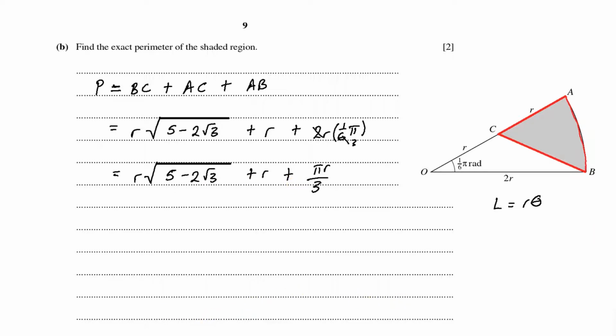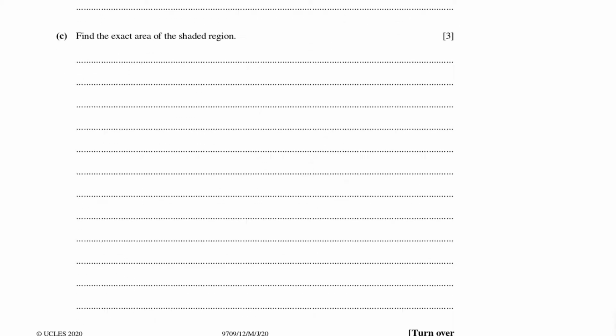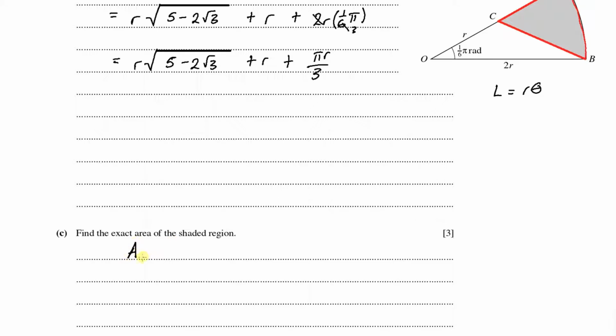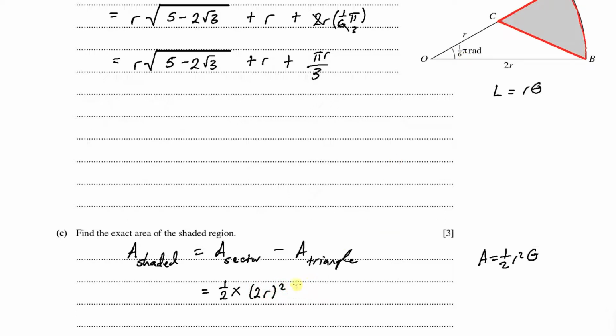Let's go on to part C. On part C, it goes, find the exact area of the shaded region. So for the shaded region here, to find the area, we are going to say area of the sector minus area of the triangle OCB. So we're saying area of the shaded region is equal to area of sector minus area of triangle. Now for the area of the sector, the formula is half R squared theta. So we're going to say that's half times the radius of the big sector, which is 2R, squared, times theta, which is a 6th pi. That's minus area of the triangle.